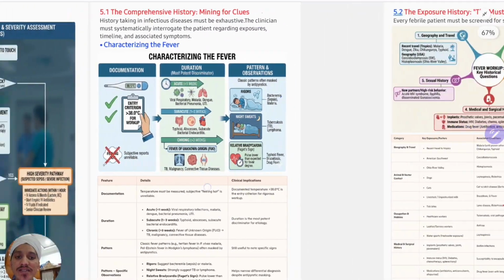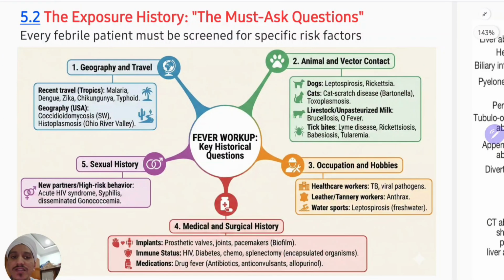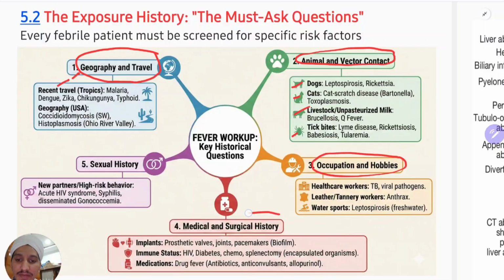Then the second point we discussed in the previous video was the exposure history. In the exposure history, number one is where the patient resides and whether there is a travel history, particularly any recent travel to the tropical areas, or whether the patient resides in the tropical areas. Then any animal or vector contact, dogs, cats, livestock, tick bites, and occupational hobbies, medical and surgical history, then sexual history, new partners or high risk behavior. So these are the two things which we have discussed already in the previous video.